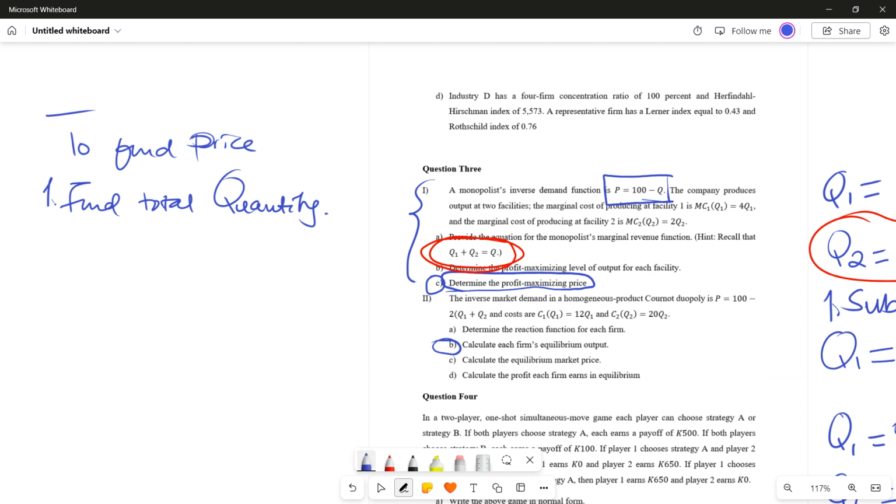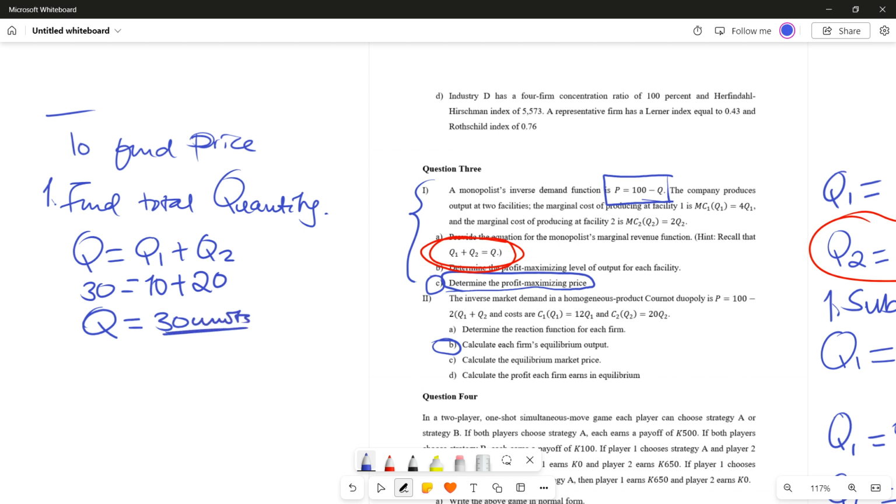Okay, so we know that Q is equal to Q1 plus Q2, and we know that Q1 is 10, Q2 is 20, so therefore this is just giving us 30. So meaning that the capital Q, the bigger Q, is just 30 units. What does this mean? Well, it means that this firm is able to produce a total of 30. But the next question will be, why are we finding this 30? What's the use of the 30?